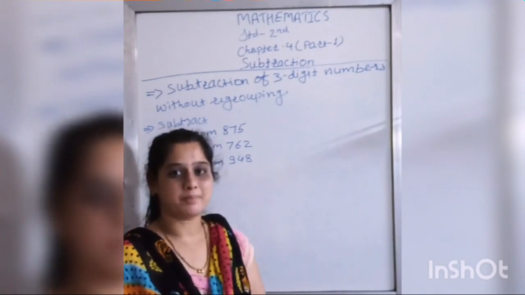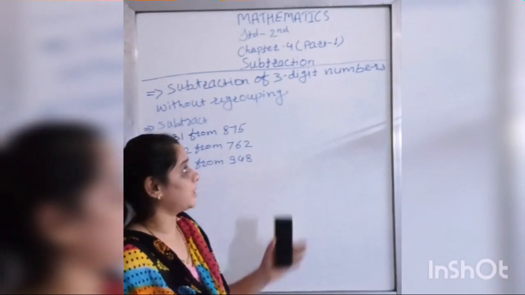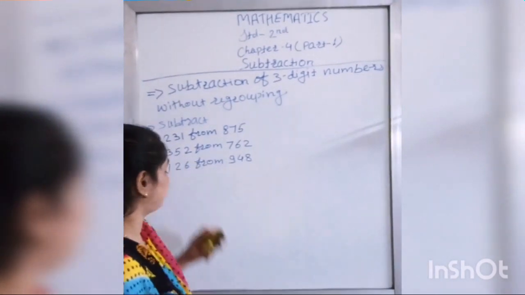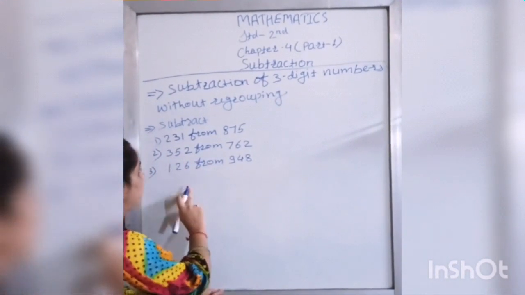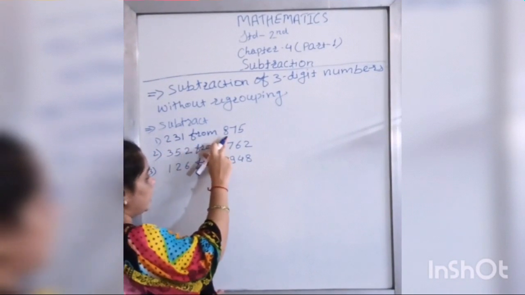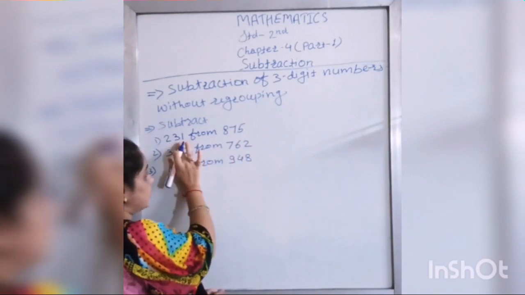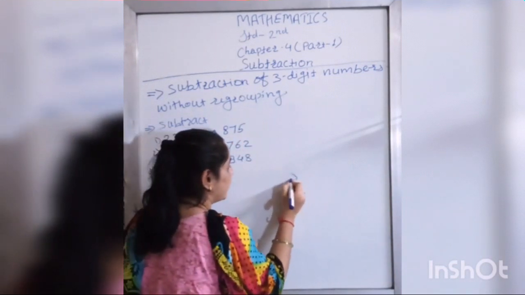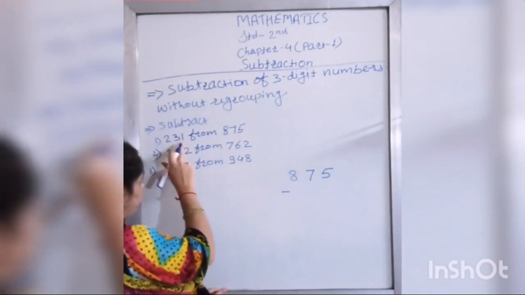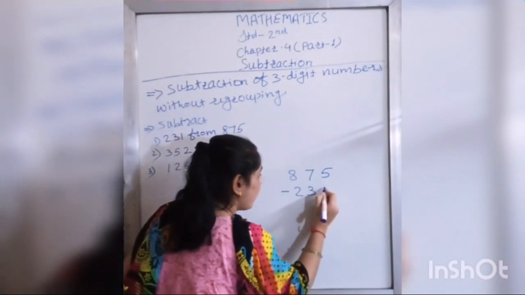Today we will see subtraction of 3-digit numbers. We'll see first subtraction of 3-digit numbers without regrouping. See the first example. What is the first example? We have to subtract 231 from 875. That means we have to subtract this number from 875. The number which has to be subtracted is 231.